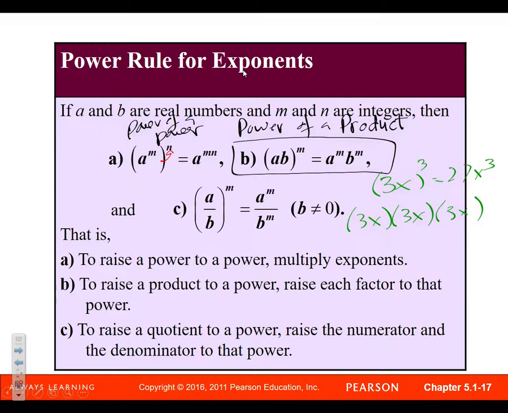The last one is the power of a quotient. It's kind of the same idea as the power of a product. If I have A over B to the M, I can take A to the M and B to the M. Actually, I should, not I can. I must.